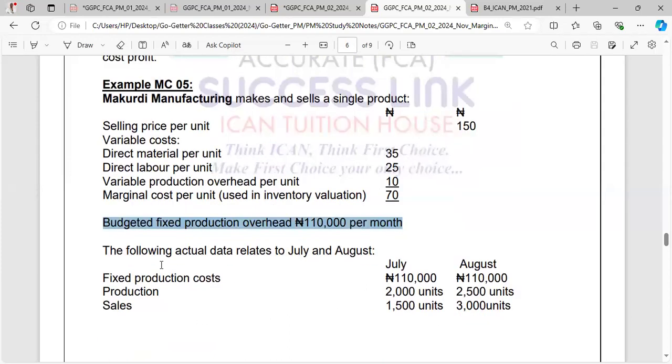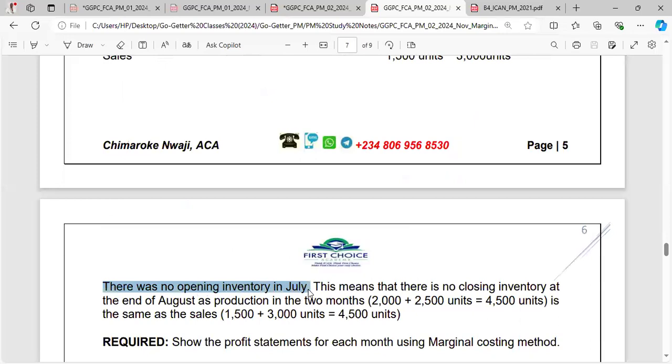That is what you have budgeted for each month. Now for the following data, these are actual data for July and August. Fixed production costs for July and August, 110 as you have budgeted. These are actual data. Production units. In July, you produced 2,000. And in July, you sold 1,500. Now, assuming that there is no opening stock, okay, there was no opening stock in July. That is what I'm trying to say.